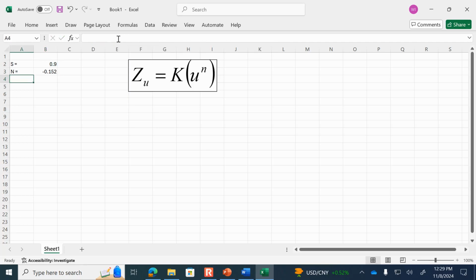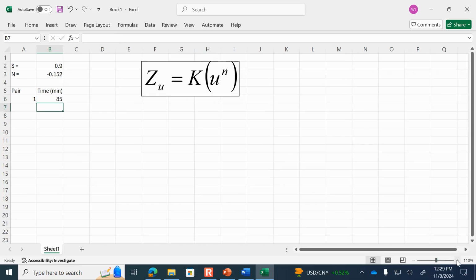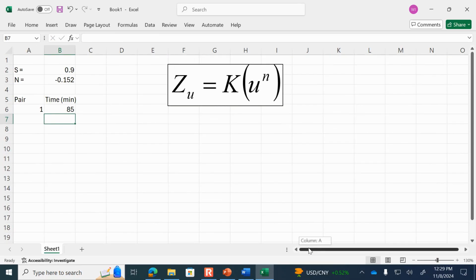Okay, so 0.152. Now, if we want to know for the first pair how much time it took, that was a given. So for pair number 1, we knew that it was 85 minutes. That was given in the details to begin with. And we want to know how much time it was for the second pair and the third pair and the fourth pair, all the way down through the 10th pair of pants. So let's see if this model accurately represents the values that we already know from the other given data.